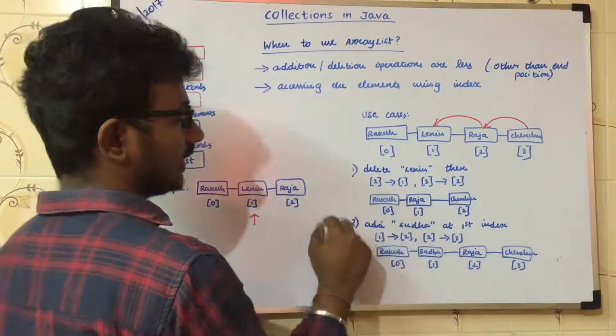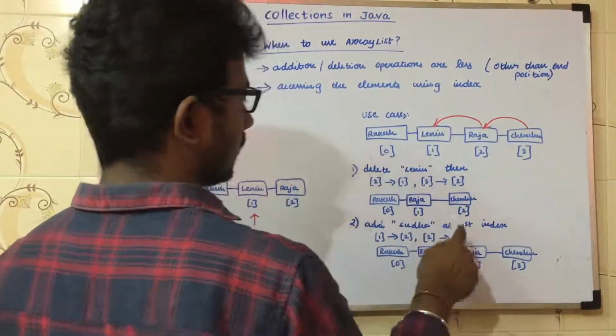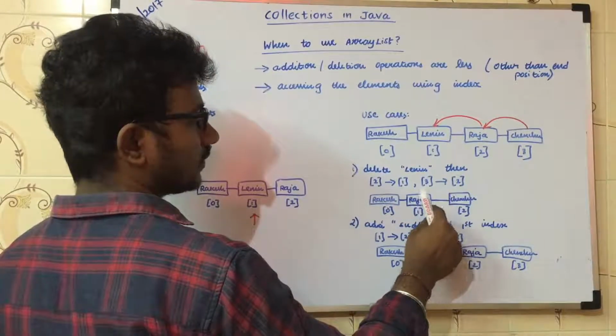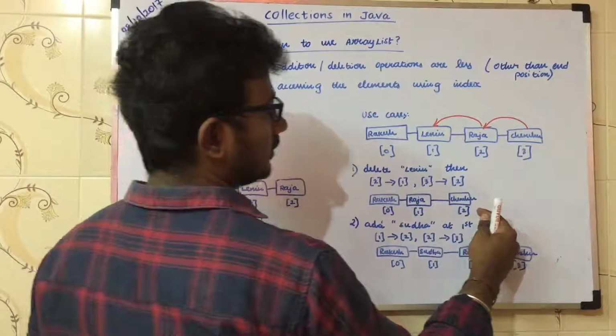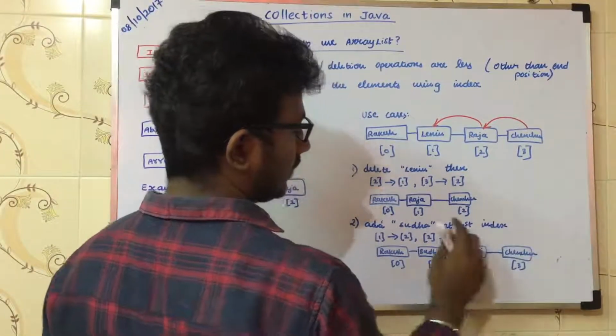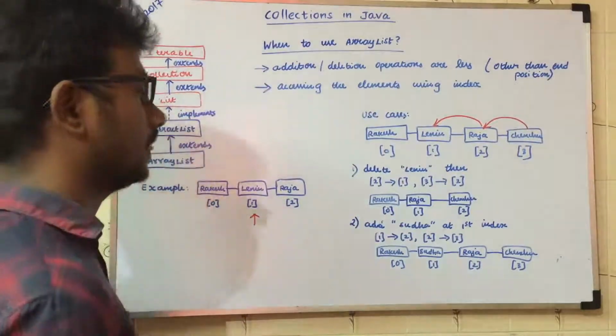And then consider the second case: add Sudo at the first index. If you are trying to add at the first index, then the data present in the first index needs to be moved to the second index, and the data present in the second index needs to be moved to the third index. So the resultant structure is this. So this is also a costly operation.